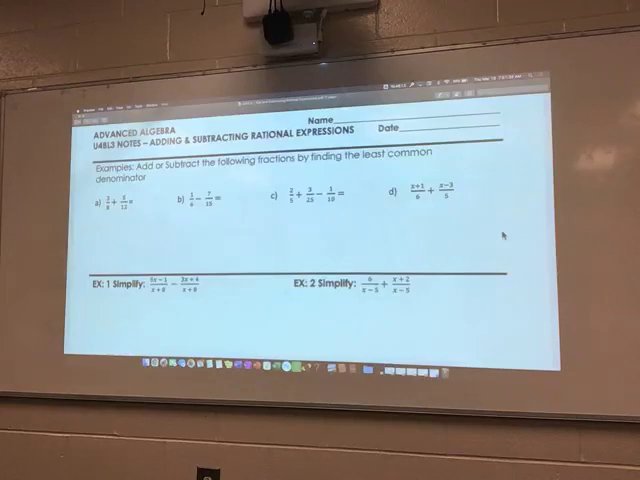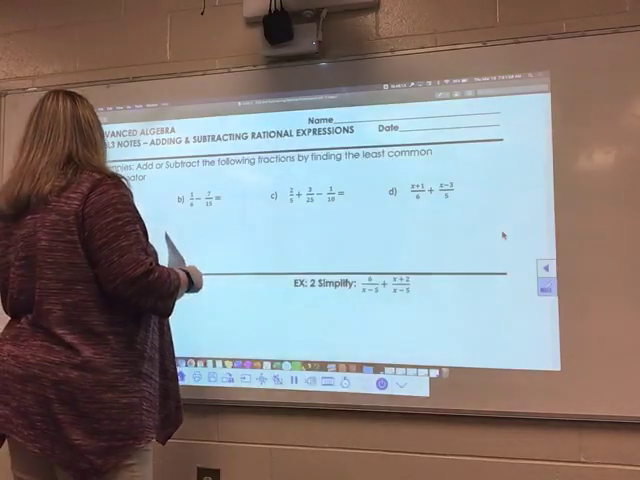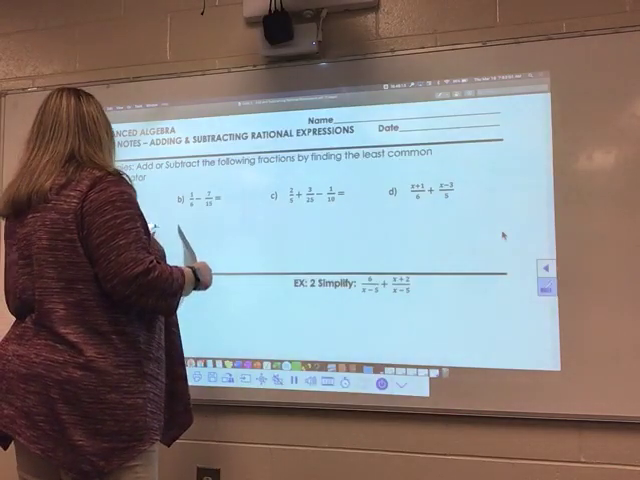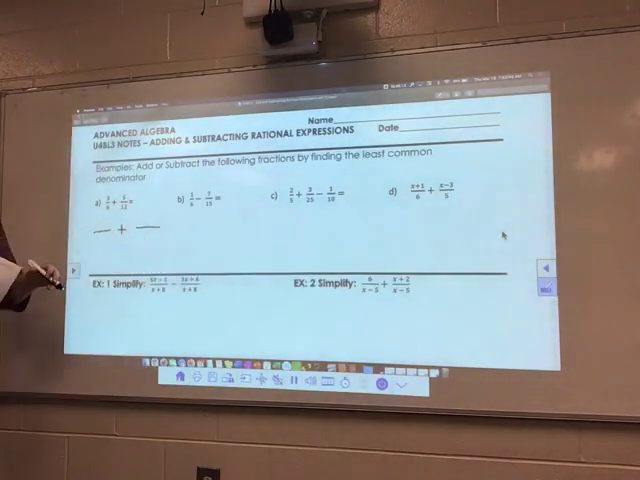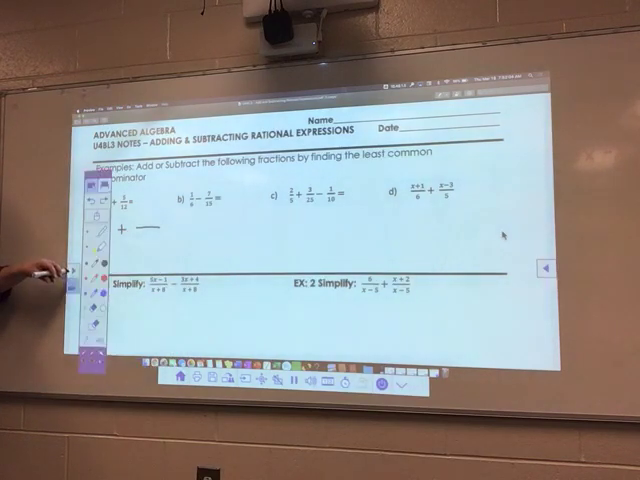How would you start off with 3/8 + 5/12? What would you do? We have adding, subtracting fractions, right? What's our rule? What do we have to always have? Common denominator, right? So for the 8 and the 12, what would our common denominator be? 4.